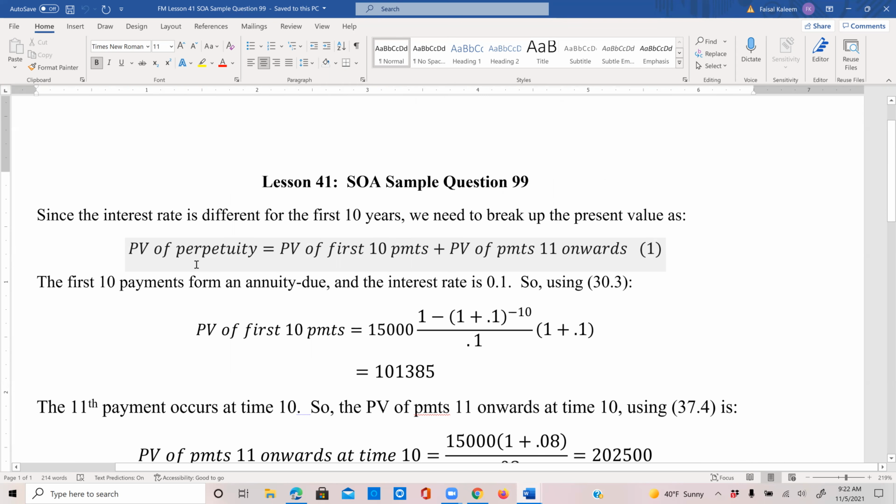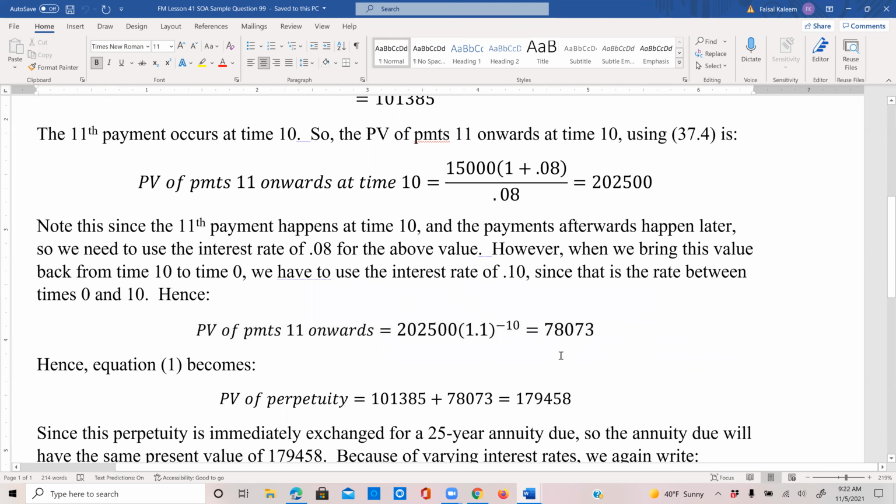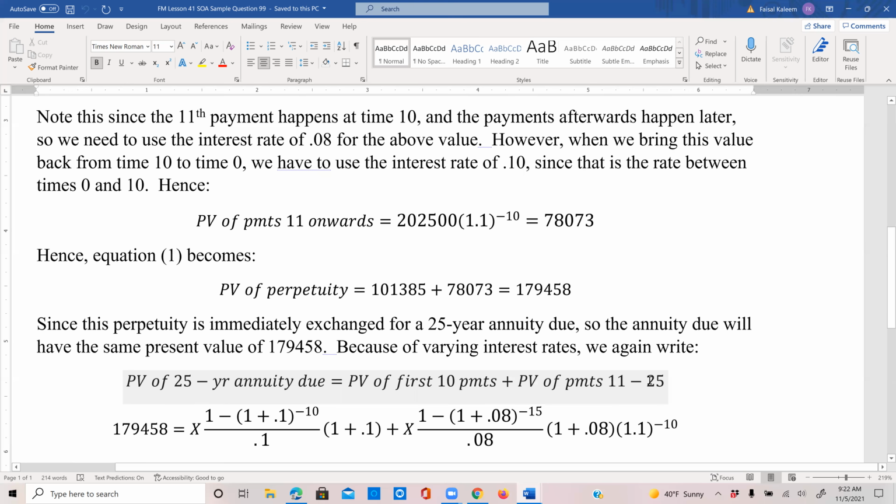Now we have both bits of the right-hand side. The present value of the perpetuity is the present value of the first 10 payments, 101,385, plus the present value of the remaining payments, 78,073. So you get 179,458. That's the present value of the perpetuity. Now we are told that this perpetuity is immediately exchanged for a 25-year annuity due, so the annuity due will also have a present value of 179,458.